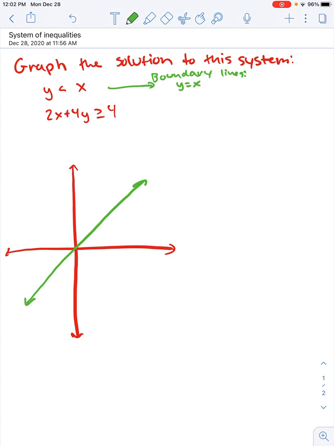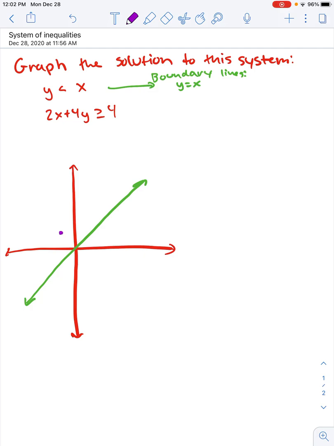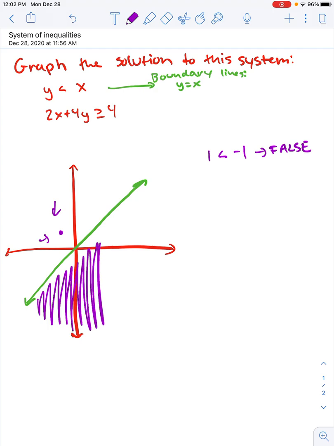And then I'm going to pick a point on one side of the boundary line and plug it in. So I'm going to pick -1, 1. So y, 1, is less than -1. This is false. So that's how I know that I should not shade in this side, but rather I should shade this side in, because this is the side where it's true.